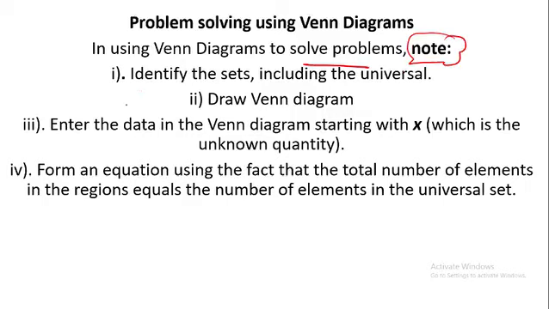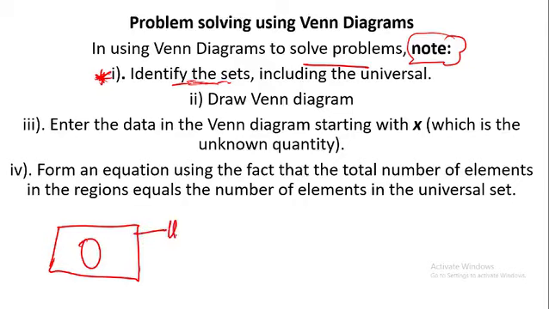The first thing we need to do when we have a problem involving two sets is to identify the sets, including the universal set. So you have something like this where the rectangle is the universal set, or you use E, where the set inside is the subset. So all these must be identified. Then after that, we need to draw the Venn diagram, which I just did now. We draw the Venn diagram.